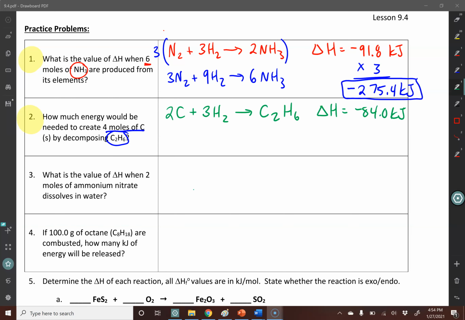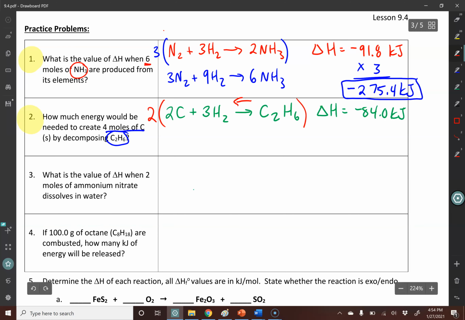So I've gone ahead and I've looked up that reaction in table I, and I've got 2 carbon plus 3 hydrogen yield C2H6. At this point in time, we'd probably call that dicarbon hexahydride. In reality, we would call this ethane, but that's for another time. Okay, I want to figure out how much energy is going to be required to create 4 moles of carbon. Right now I've got 2 moles of carbon in the equation, so I'm going to need to multiply this whole thing by 2. Right now, carbon is a reactant. I need carbon to be a product.